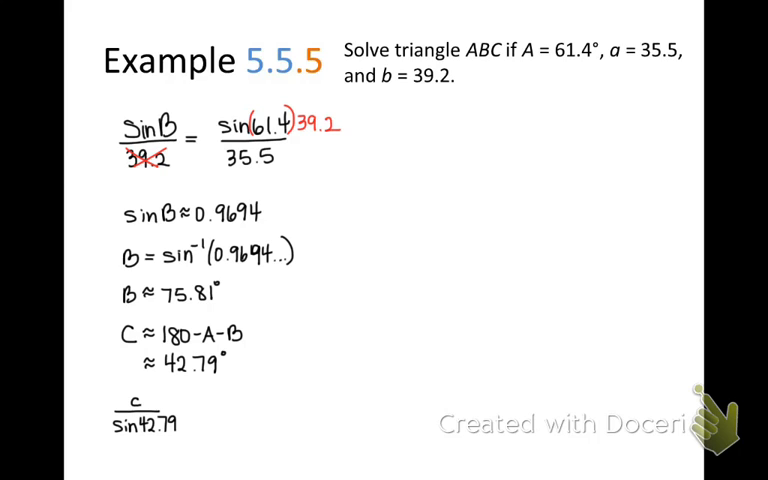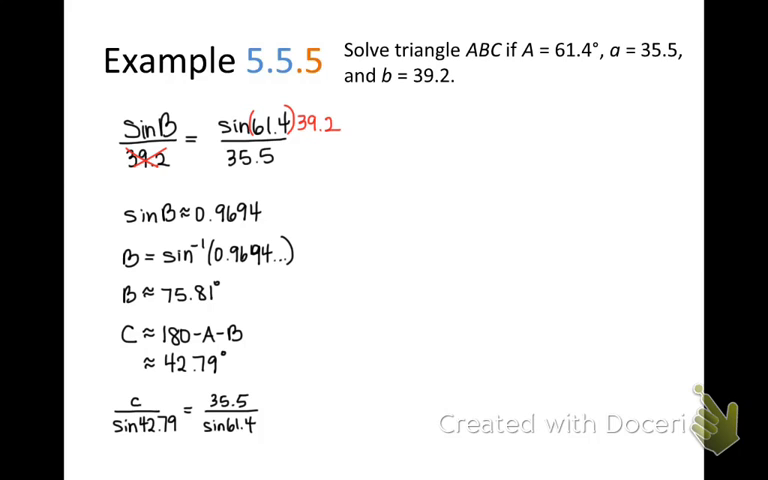And we probably should. But we get c over the sine of 42.79 equals, and then what would be the best one to use on this side? A. So the sine of 61.4 over 35.5. Oops, yep, you're right. I wasn't paying attention. Other way around. I need the sides to match the way I've written it. So I really need to do 35.5 over the sine of 61.4.